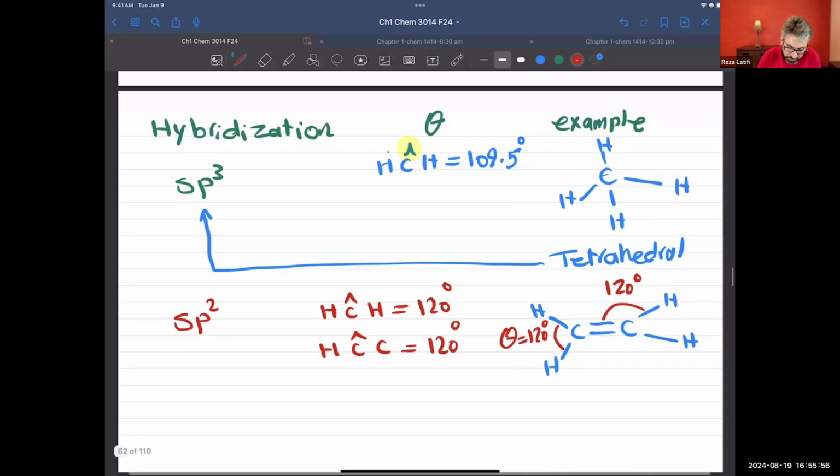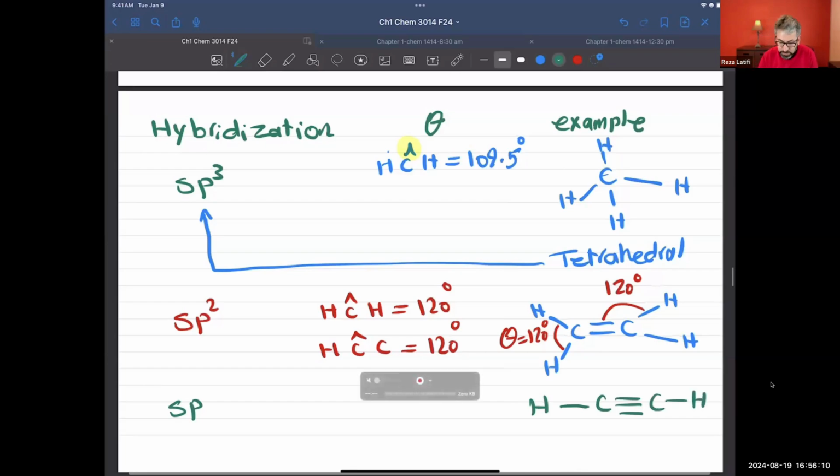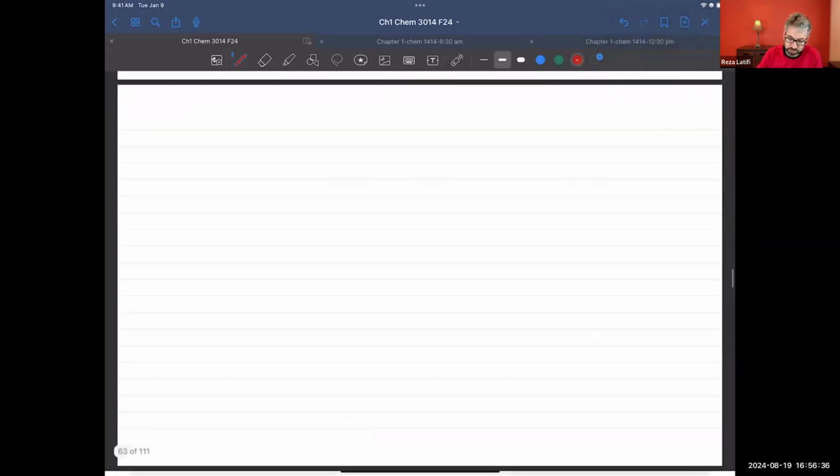Now, what if you change this one to sp1? Sp1, or sp. An example: you go H attached to carbon, and now a triple bond, carbon, H. I'm looking for this bond angle. What's the bond angle here? The bond angle when the hybridization is sp will be 180 degrees.